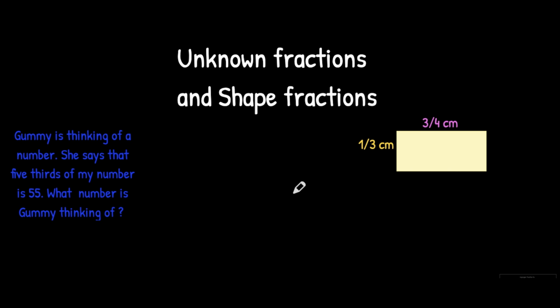All right, we saved the best for last. That is dealing with unknown fractions and shape fractions. All right, so most of the students find these ones quite difficult, but it's a thing of you understanding the methodology and how to do it. All right, so let's deal with this sum. This sum says Gami is thinking of a number, right? So we don't know the number. The number is unknown at this point, right?